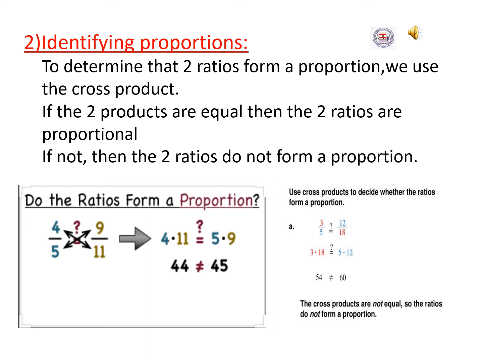The second example. Use cross product to decide whether the ratios form a proportion. 3 over 5 and 12 over 18. We multiply 3 by 18 and 12 by 5. 3 times 18 is 54 and 5 times 12 is 60. The two products are not equal. The cross products are not equal, so the ratios do not form a proportion.